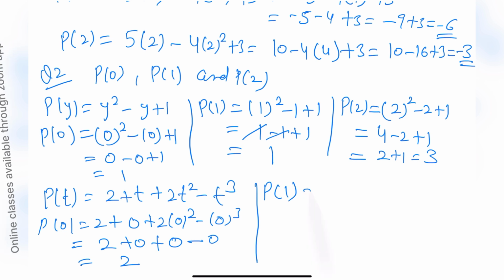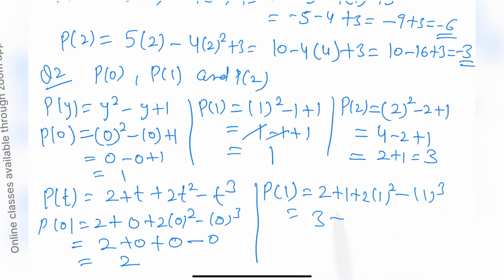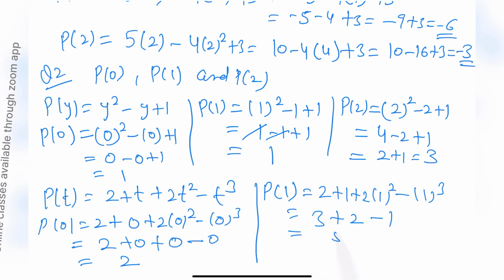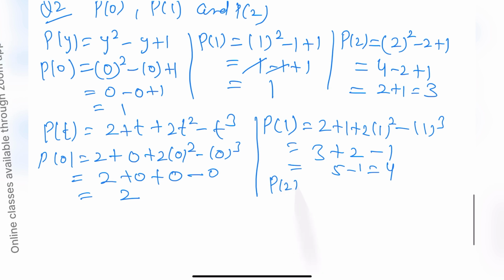Now we'll find p of 1. That means in place of t we will put 1. 2 plus 1 plus 2 into 1 square minus 1 cube. So 2 plus 1 is 3, plus 2 into 1 square is 1, minus 1 cube is 1. So 5 minus 1 is equals to 4.